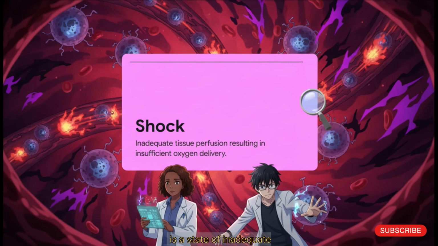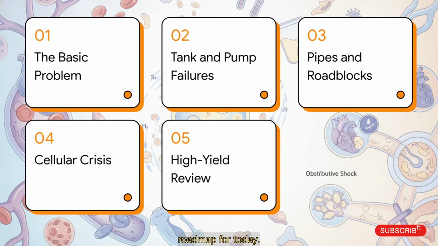Fundamentally, shock is a state of inadequate tissue perfusion. Think of it as a cellular starvation crisis. The cells simply aren't getting the oxygen they need to function, which leads to acute cellular dysfunction. And if that isn't rapidly reversed, it cascades right into multiple organ failure and death. Actually, blood pressure might even look completely normal in the early stages, but make no mistake, the cells are already suffocating.